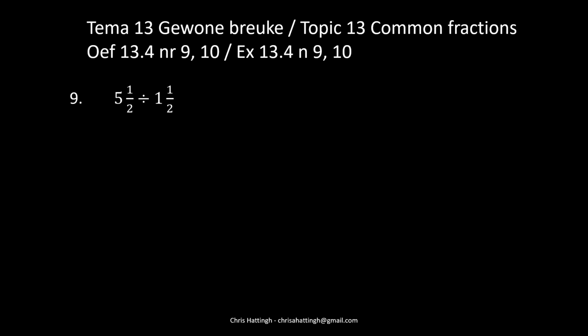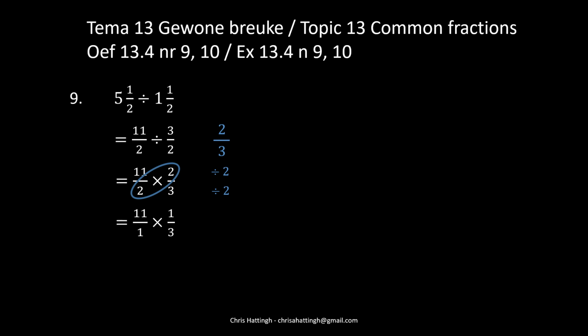Number 9, convert it to improper fractions. It's 11 over 2 divided by 3 over 2. The inverse of 3 over 2 is 2 over 3. So you're going to multiply 11 over 2 by 2 over 3. The 2's can be simplified by dividing both by 2. So 11 over 1 times 1 over 3 will give you 11 over 3. Take it back to a mixed number. So it will be 3 and 2/3.